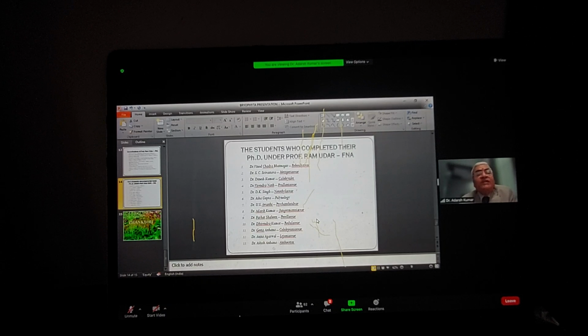Then the fifth one is Dr. T.K. Singh. His topic was the Notothyladaceae. He retired from the Botanical Survey of India, Calcutta, as a director of BSI. Then Dr. Asha Gupta. She retired from the Birbal Sahni Institute of Paleobotany. Her specialization was on the palynology of the bryophytes and especially the liverworts and the hornworts.